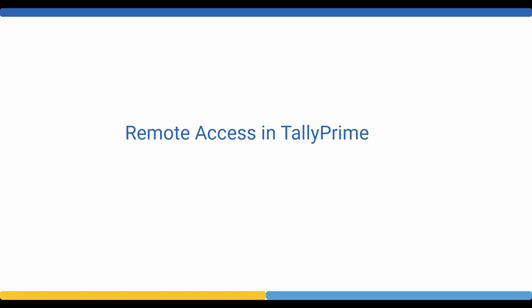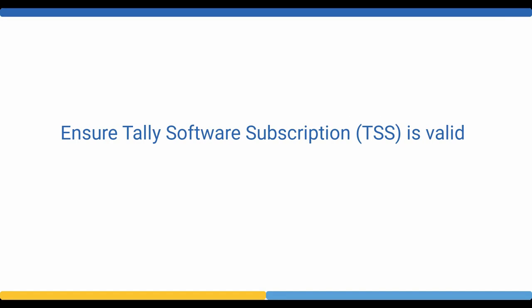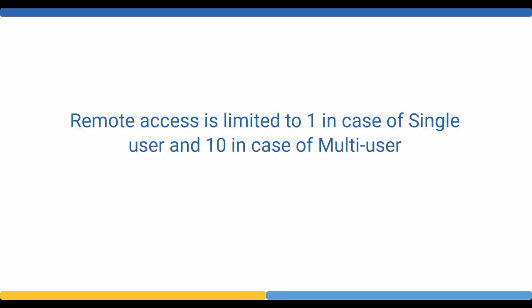We have a remote access feature which will allow a remote user to access the data along with the license. In this case, you may configure the remote user's Tally.net ID in company data to access it from anywhere, anytime. Before you configure, please ensure the Tally software subscription is valid and the remote user has access to the internet. The remote user access is limited to 1 in case of single user and 10 in case of multi-user.